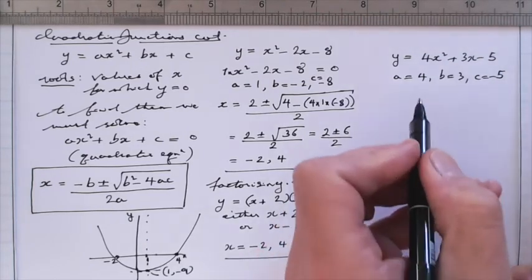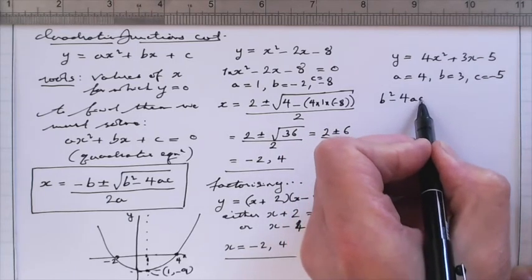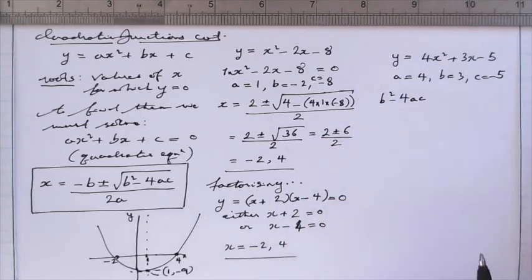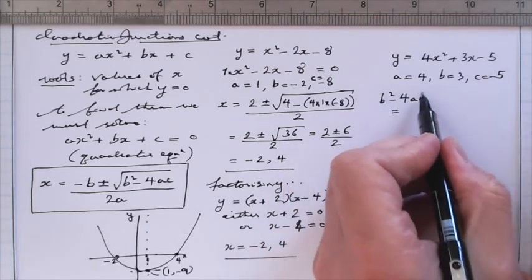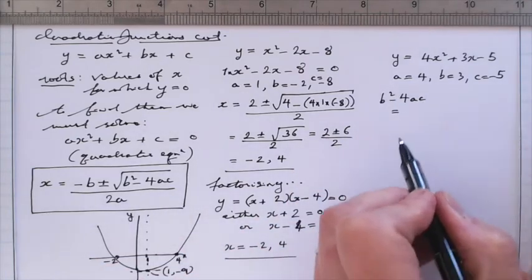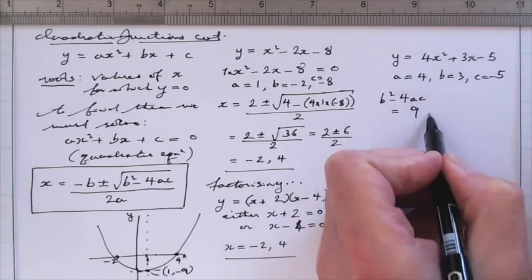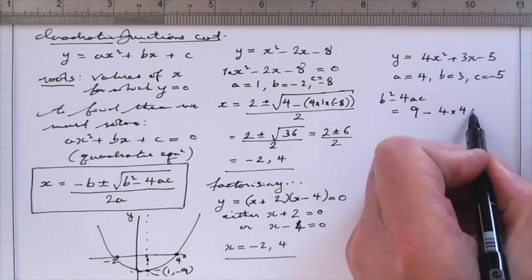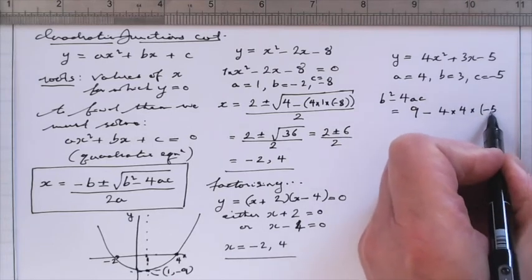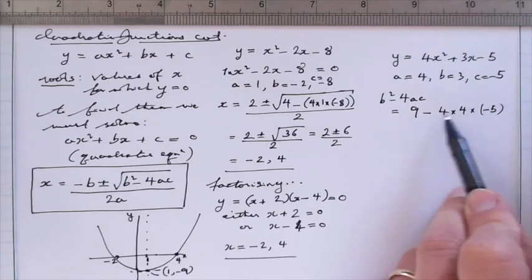Let's work out by hand what b squared take away 4ac is. That's the discriminant. Presumably, because we're being asked to find the roots, it is going to be greater than or equal to 0, but we can just check. And we need this value anyway when we use this formula. So b squared is 3 squared, which is 9, take away 4 times a, which is 4, times c, which is negative 5. If c is negative, always be careful with signs here.